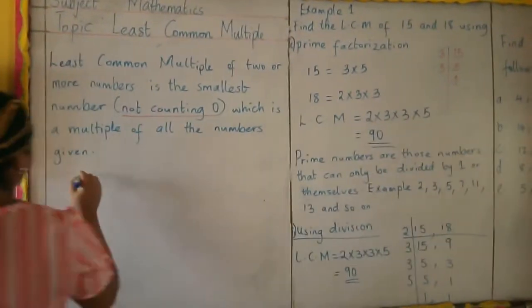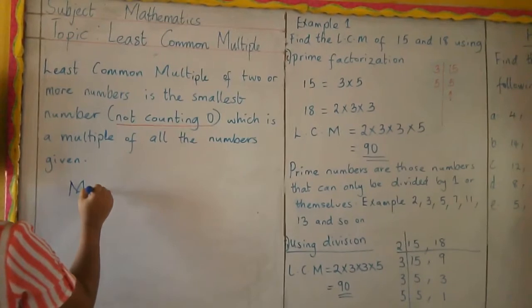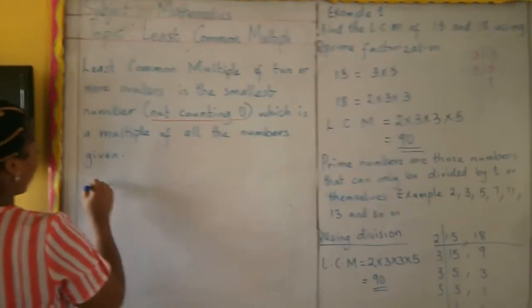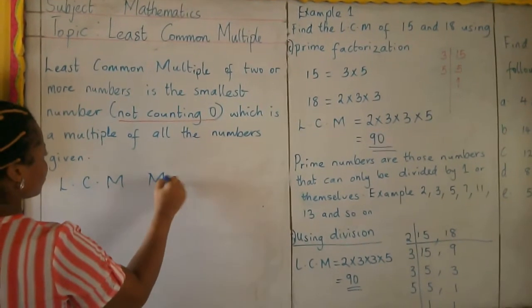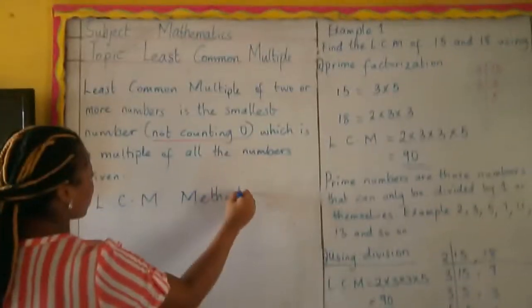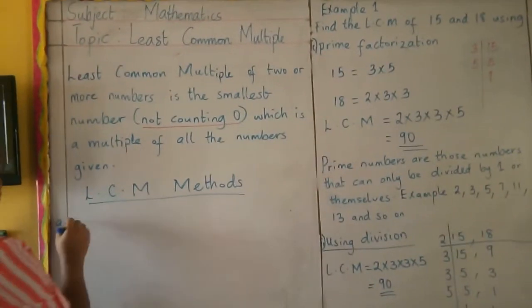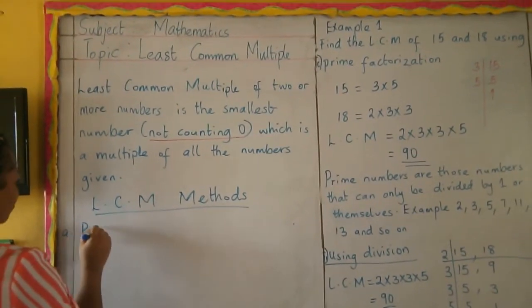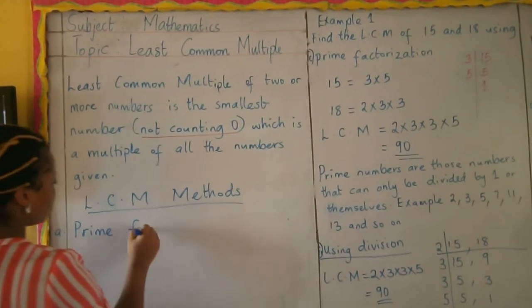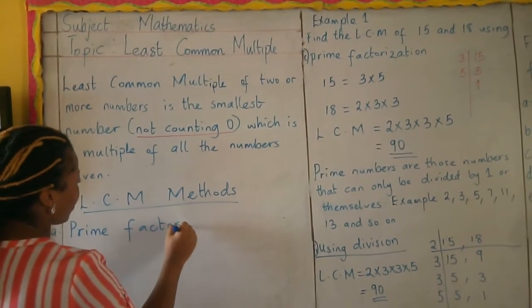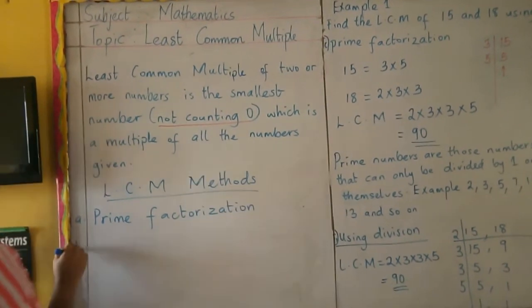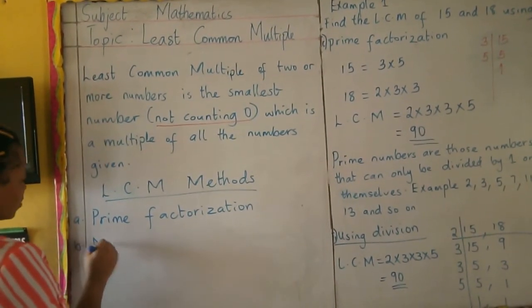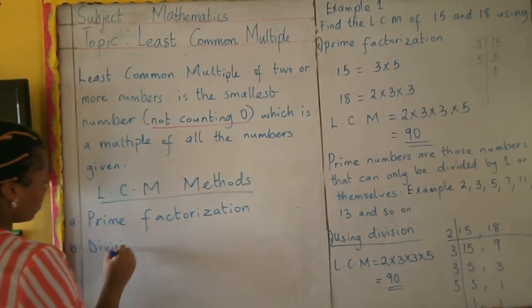Okay? We have the methods here. I like to write it this way, LCM methods. The LCM methods: A, which means 1, is the prime factorization method. And then B, we have the division method. Okay?